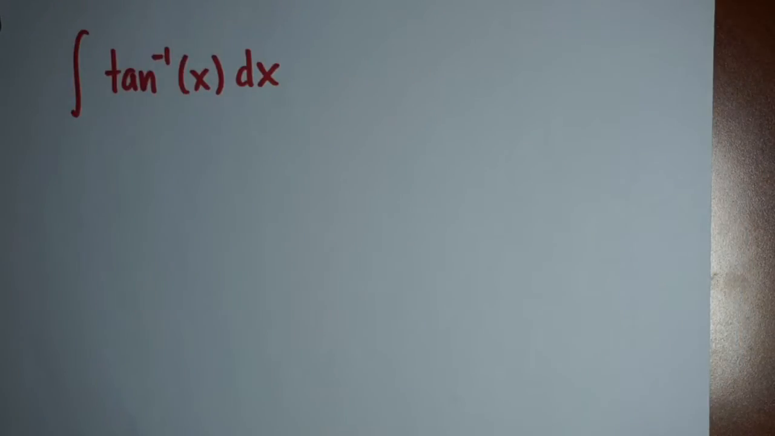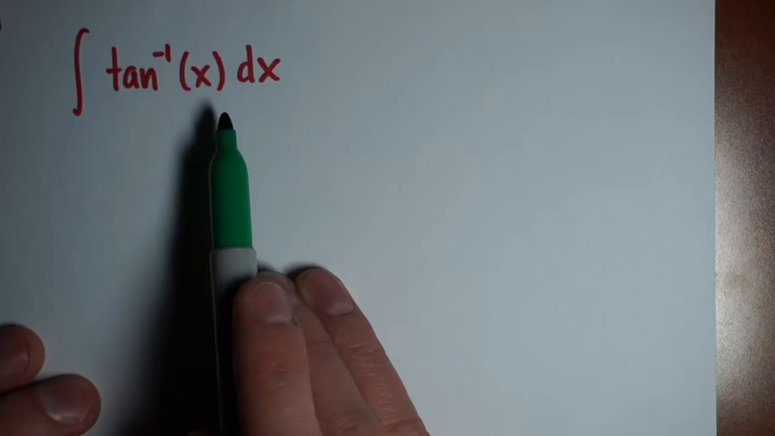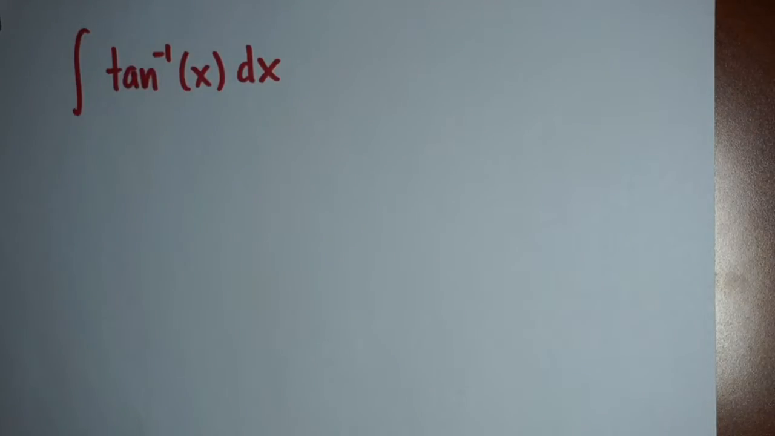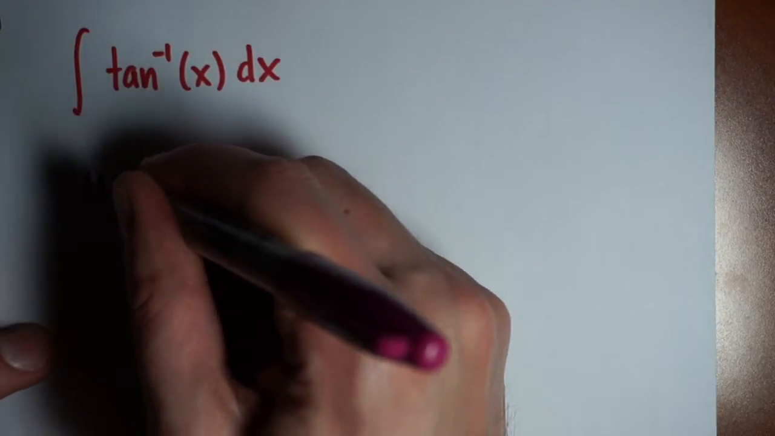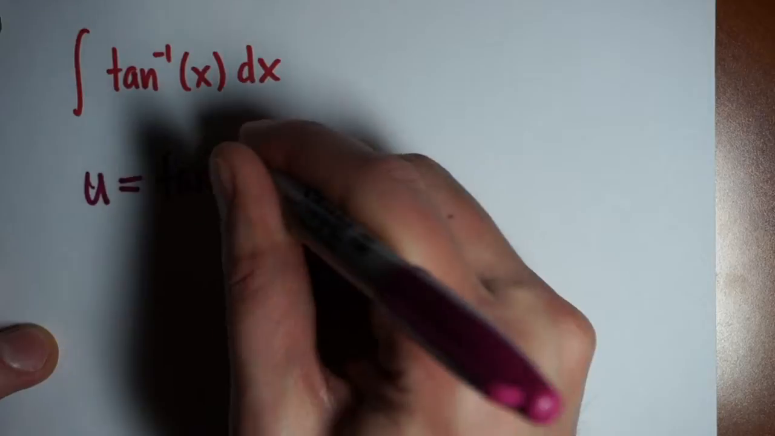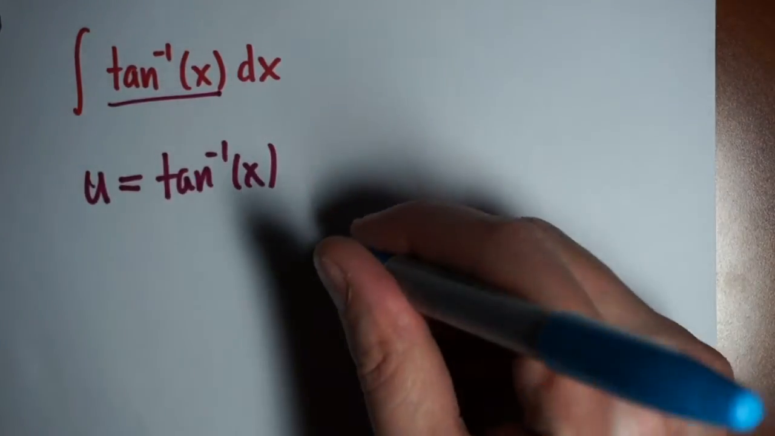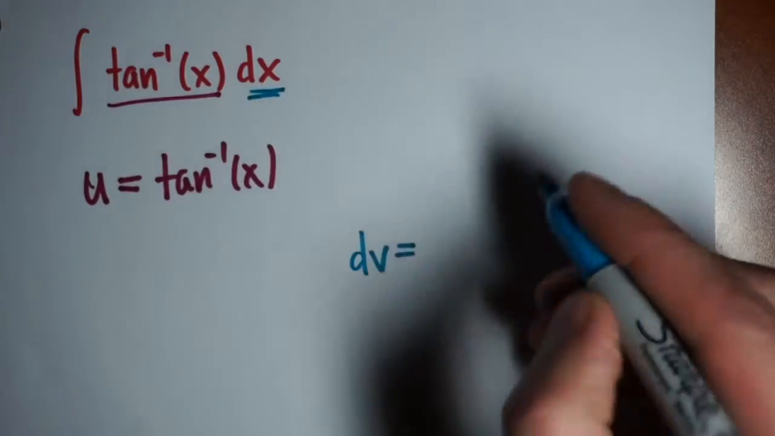The second integral I want to look at involves the integral of the inverse tangent of x dx. This is not a product. It only has one term. And so typically when this is the case, we can't split it up into two different parts of a product. So if we don't already know the antiderivative, we take u to be the part that we don't know. So u is going to be tangent inverse of x. And then dv is going to just be what's left, which is just dx.